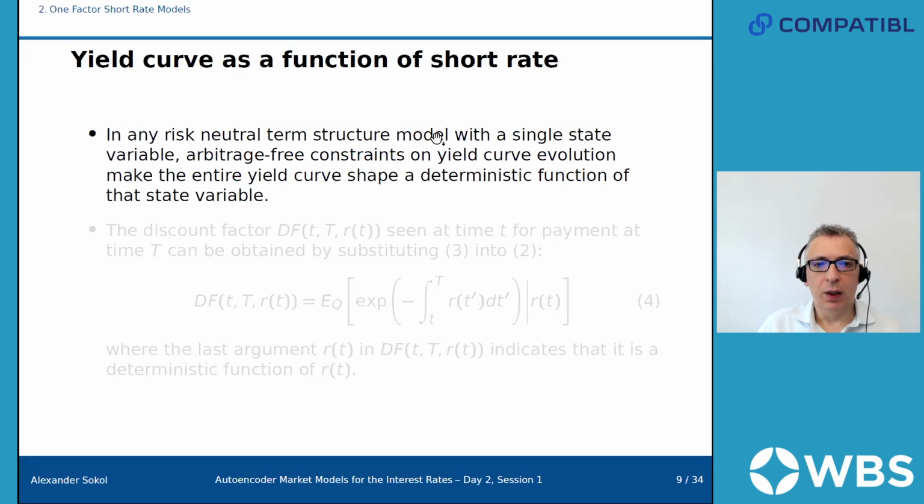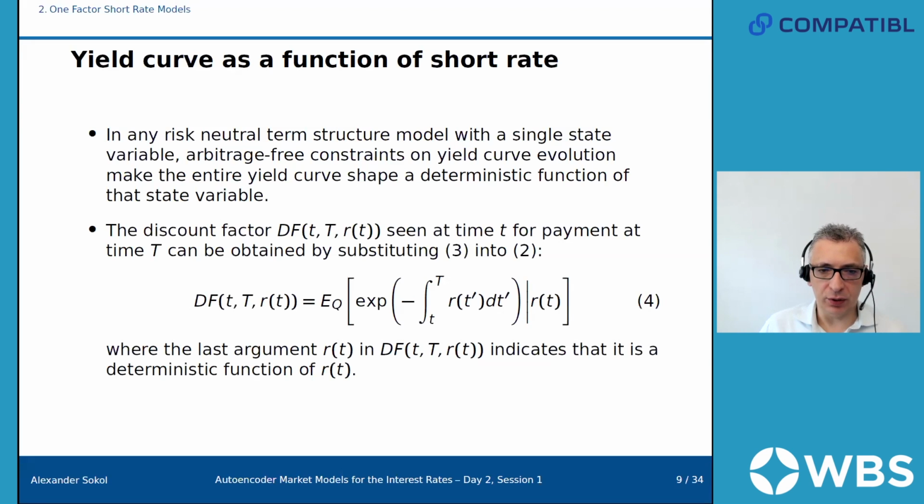Okay, right. So now in short rate models, the yield curve is a function of the short rate, right? In a risk-neutral term structure model with a single state variable, in general, arbitrage-free constraints on yield curve evolution make the entire yield curve shape a deterministic function of a single state variable. Given that everything in the yield curve, including the short end, the short rate, is a deterministic function of one variable, we can simply say that the short rate is that variable, right? It makes it very convenient.